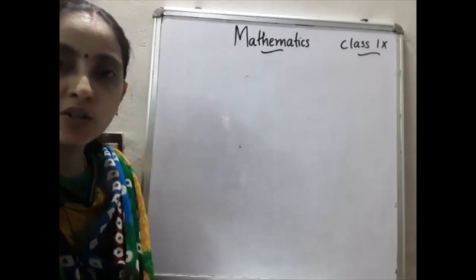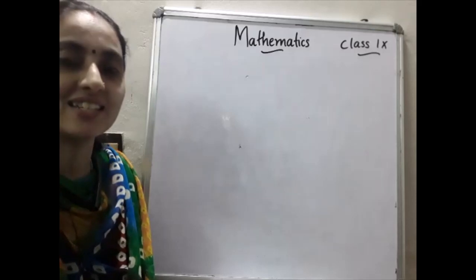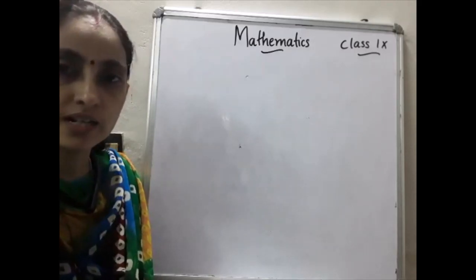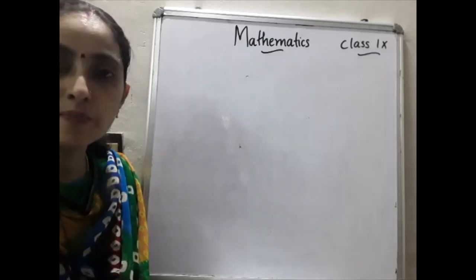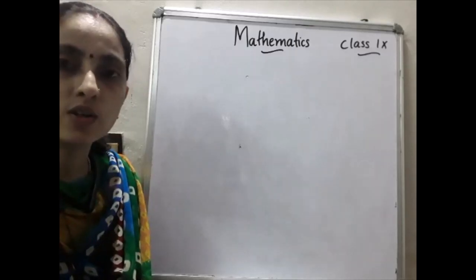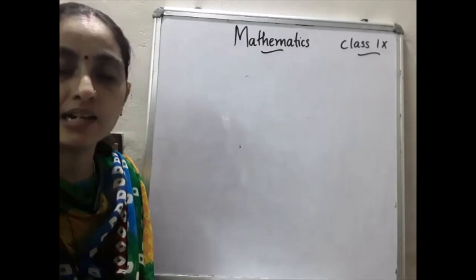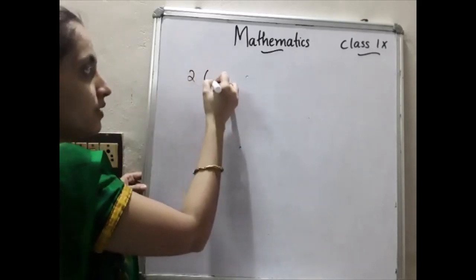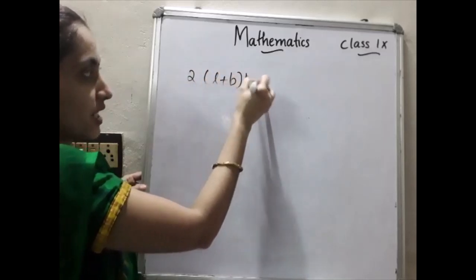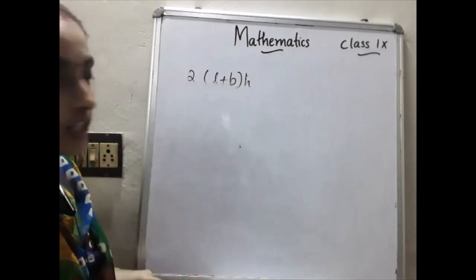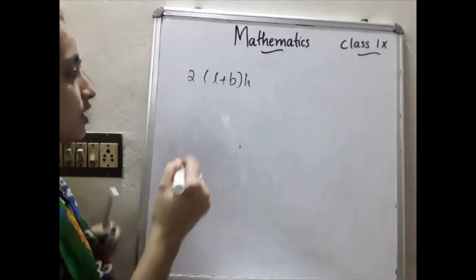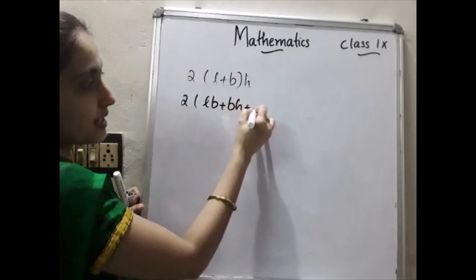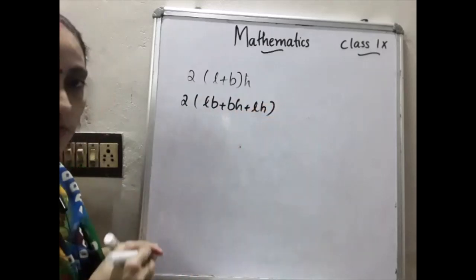So we discussed surface area and volumes. We just started and went through the formulas. I would like to revise the formulas. First one is the cuboid. Lateral surface area of the cuboid is 2 into (L plus B) into H. That is the lateral surface area of the cuboid. The total surface area of the cuboid is 2 into (LB plus BH plus LH). This is the total surface area of the cuboid.